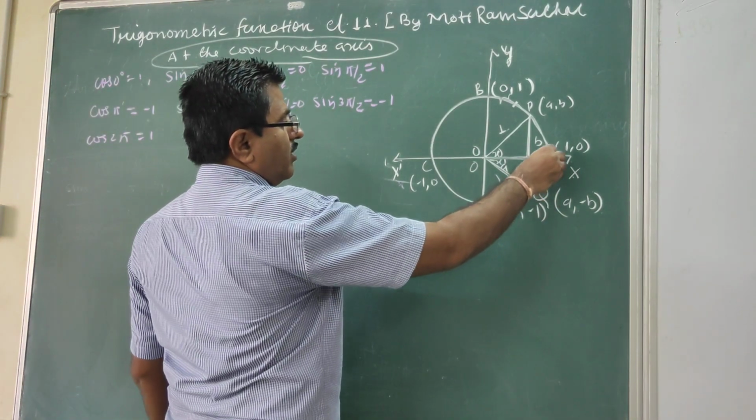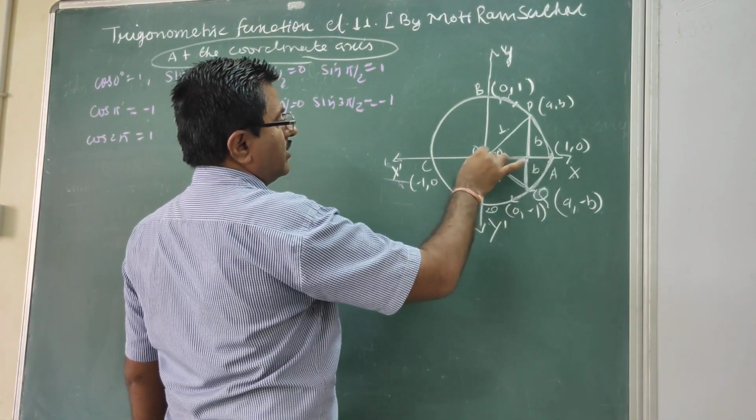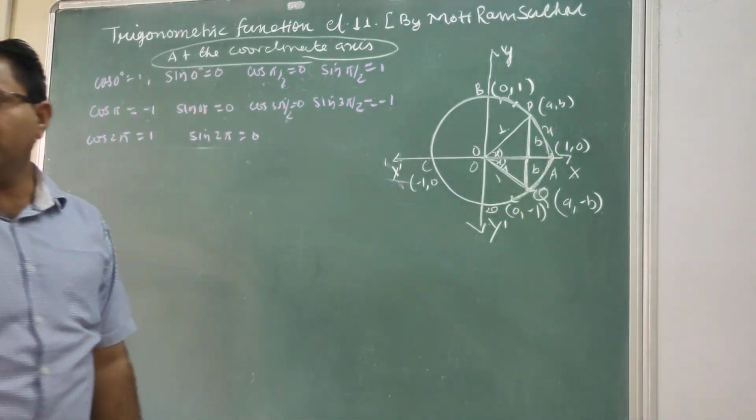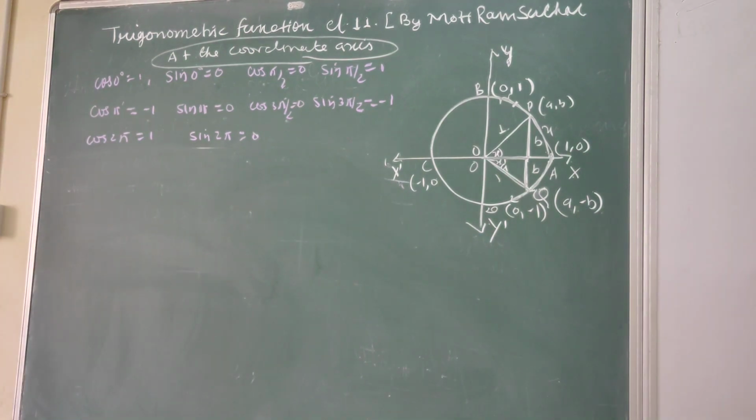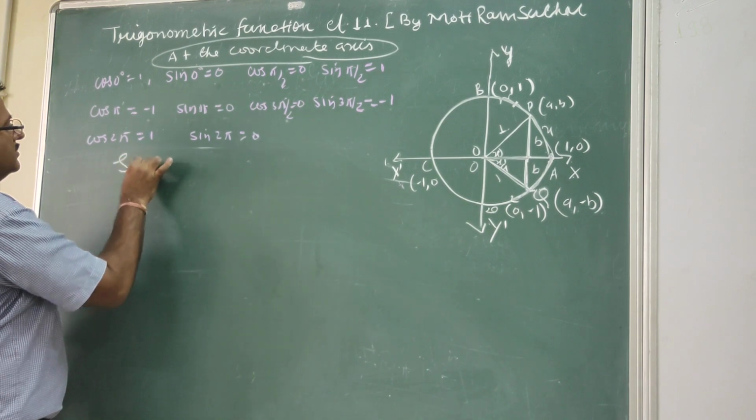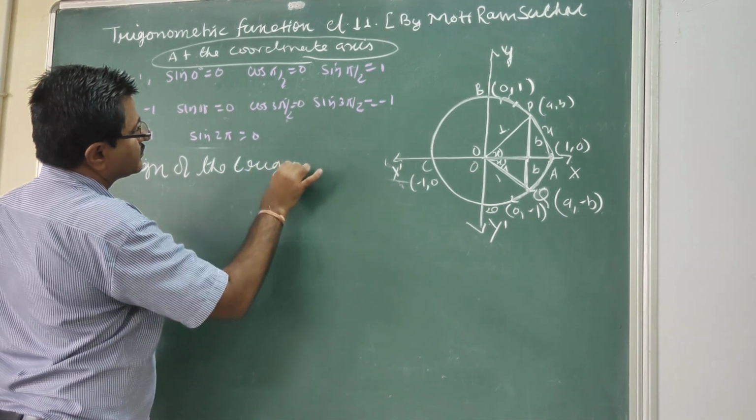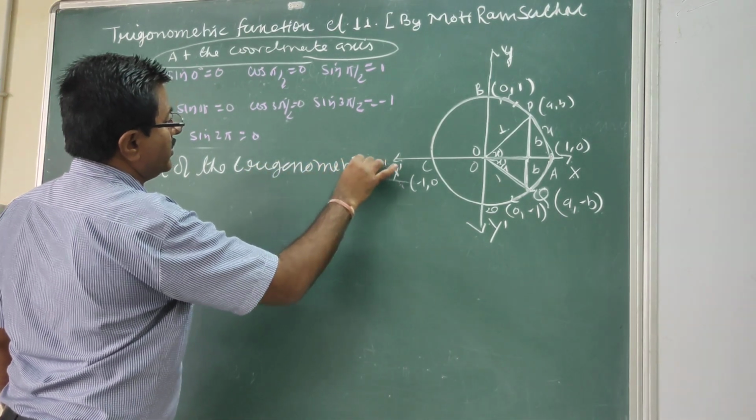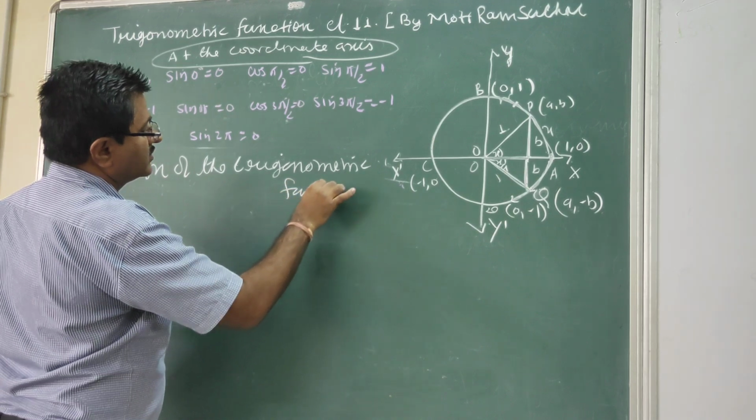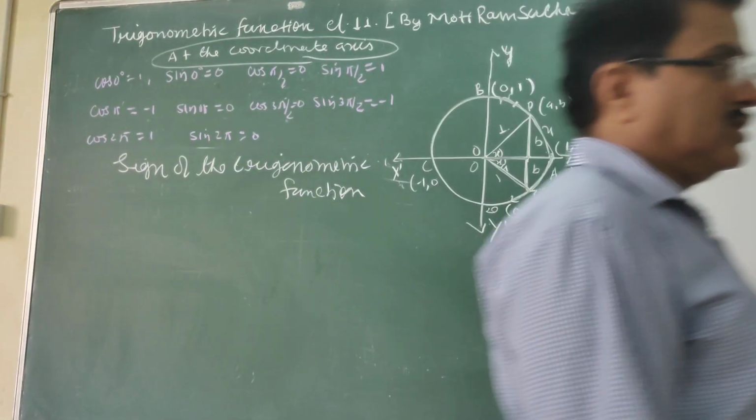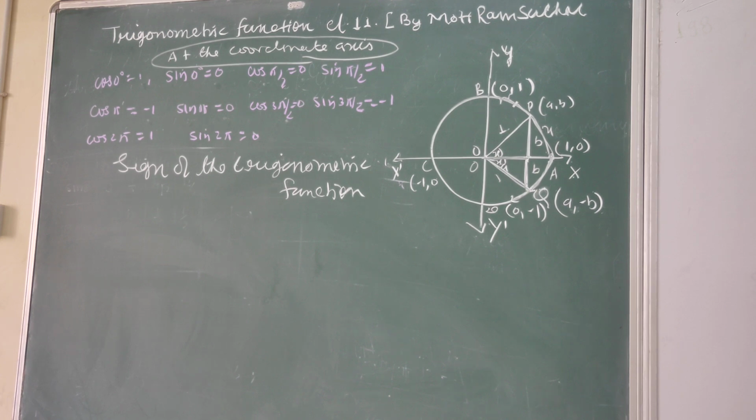Here this angle will also be x. This angle is equal to this angle. Here this is x, and that is equal to this. Clear? Now in this triangle, while we are drawing, we want to find the sine of the trigonometric function. This is clear? Sine of the trigonometric function. So we see how to find the sine of the trigonometric function.